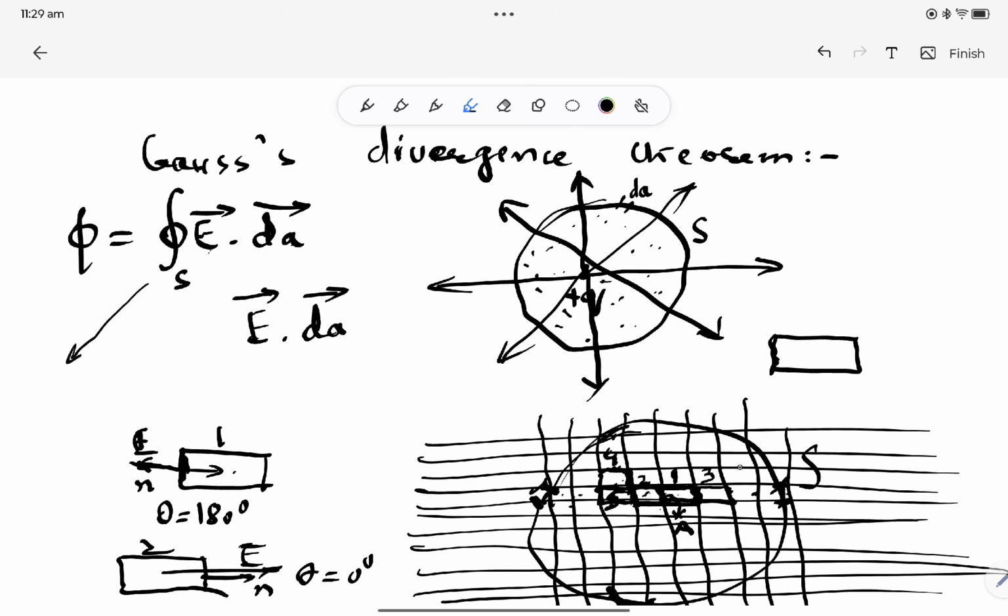If we find out electric flux through all the cubes inside this volume, into which the volume is divided, and add that flux up, we will get the net flux through the outermost surface. This is very, very important.